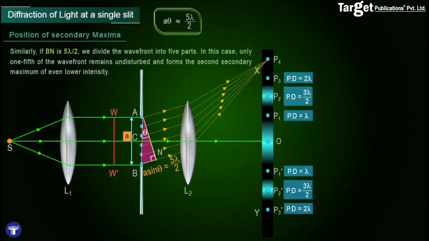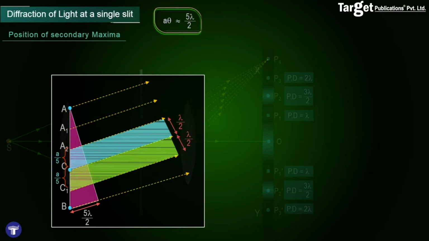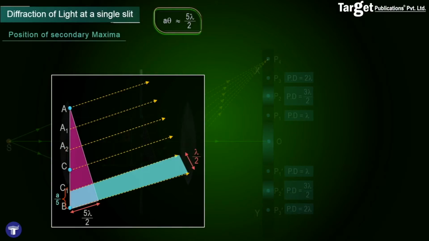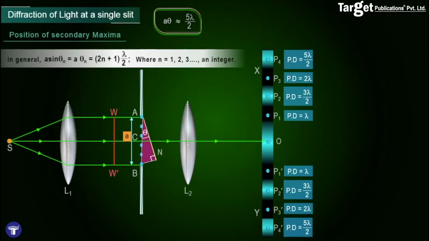However, because this bright region was formed only by 1/3 the wavefront, the intensity is weak. Similarly now, if the path difference between the waves coming from A and B is assumed to be 5 lambda by 2, we'll have to divide the wavefront into 5 different parts such that each of them occupies a by 5 width, and there will still be a path difference of lambda by 2 between each of them, such that the first 2 parts of the wavefront will interfere destructively and the next 2 will also interfere destructively and cancel each other, but the last 1/5 of the wavefront will still produce intensity on the screen, which will be your second secondary maxima. And because only 1/5 of the wavefront is producing this, the intensity will be even less as compared to the first secondary maxima. In general then, the condition for producing a maxima will be that the path difference a sin theta should be an odd multiple of lambda by 2. And therefore I say that a sin theta is equal to (2n plus 1) lambda by 2 is the condition for a maxima in the diffraction pattern.